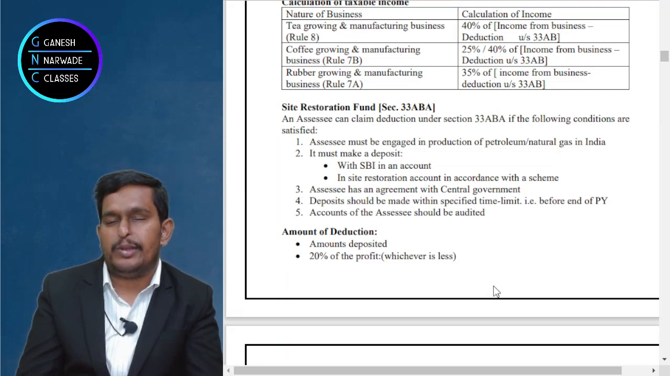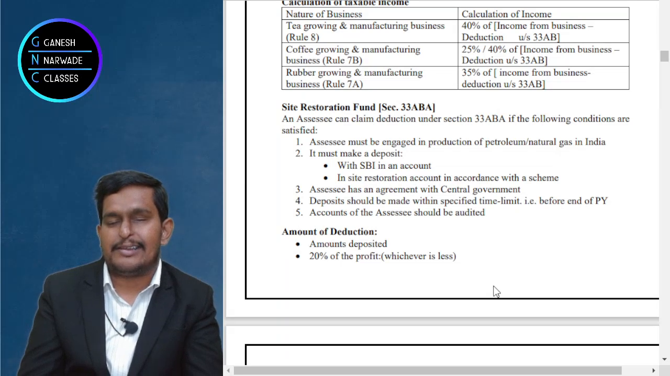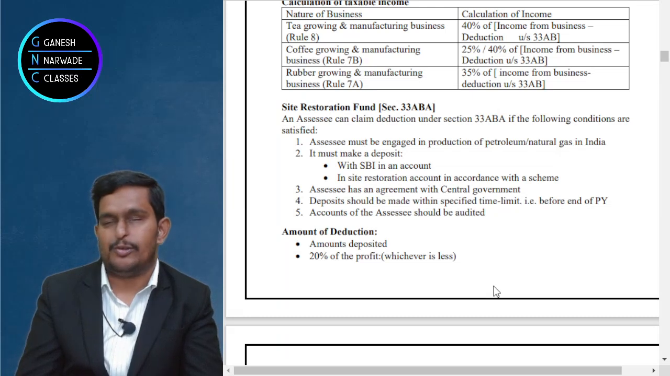Now sir, there are so many other things. I know. So many other things are the same as 33AB. Whether it is eligible asset, ineligible asset, other reasons, all are the same. So that's why we will not be discussing it. Just remember the same things in 33AB, that would do for you.